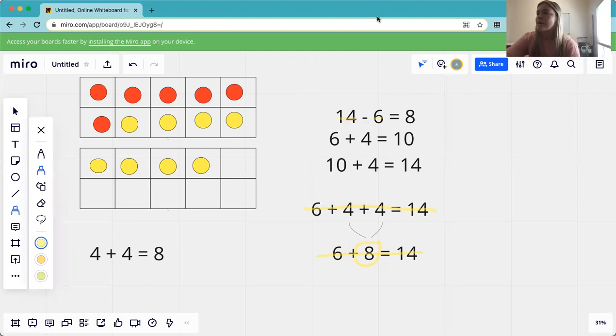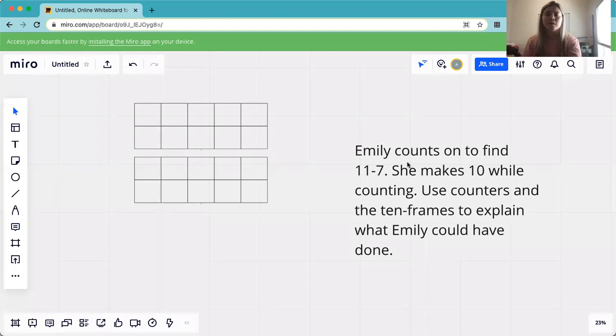So we're going to go ahead and do a problem together. Let me get that set up. All righty, here's our problem. Emily counts on to find 11 minus 7. She makes 10 while counting. We're going to use counters and the 10 frames to help explain what Emily could have done.